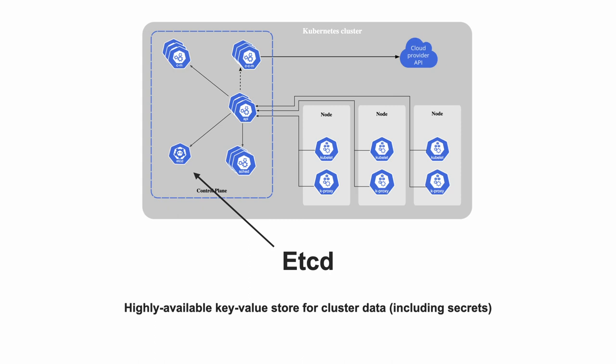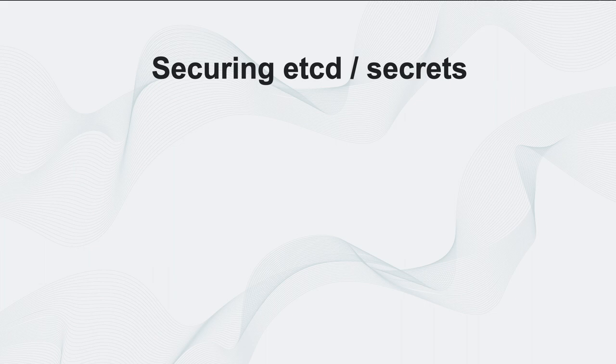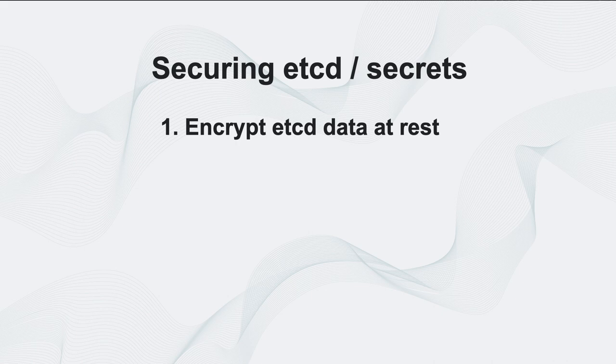Now, how do you do that? Well, we're going to give three ways today. First, you need to encrypt your etcd data at rest. Your default Kubernetes cluster does not do this. Your etcd data and your secrets are in plain text. So if an attacker were to get your etcd, they can just read your data as plain text. So the first thing you can do is encrypt that etcd data at rest. And I'm going to show you hands-on how to do that today.